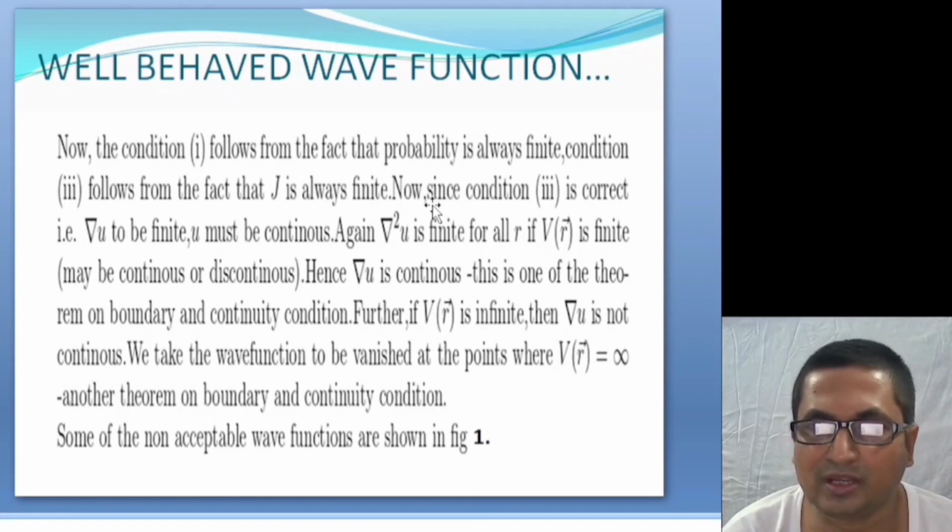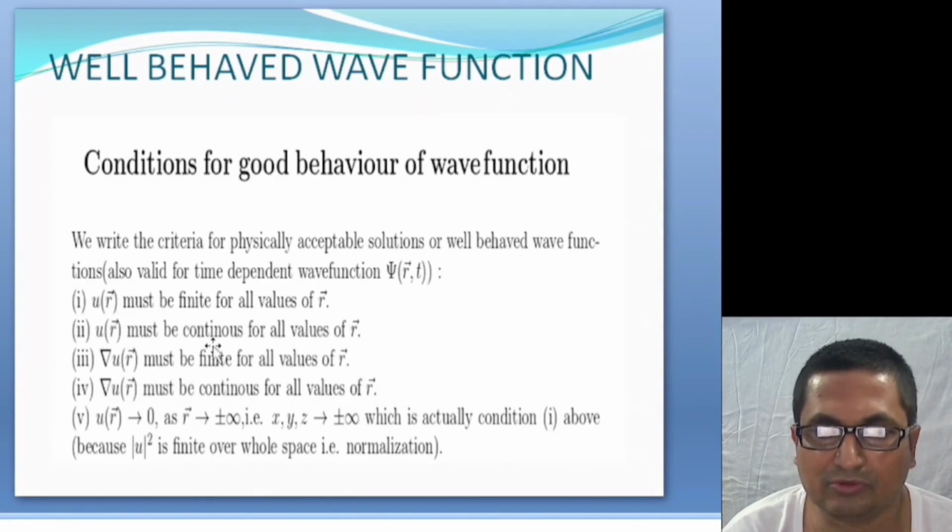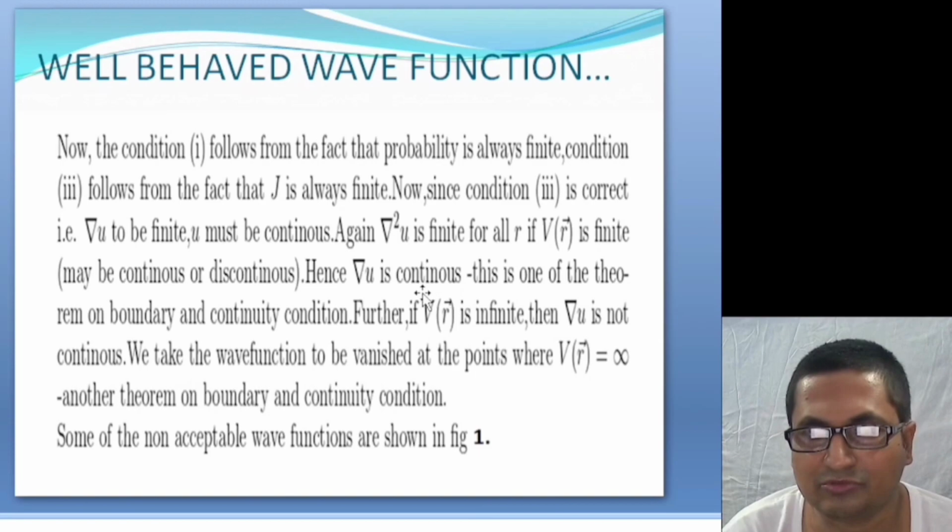Now, as we know from the concepts of continuity and differentiation, if ∇u is finite, then u must be continuous. So condition number 3 follows. Condition number 2 follows from the fact that condition 3 is correct, that is, from the fact that ∇u is finite. If ∇u is finite, then in that case u will be continuous. And now, when will this be finite?